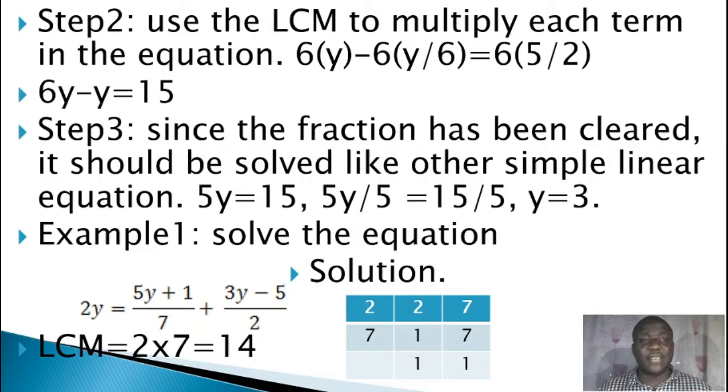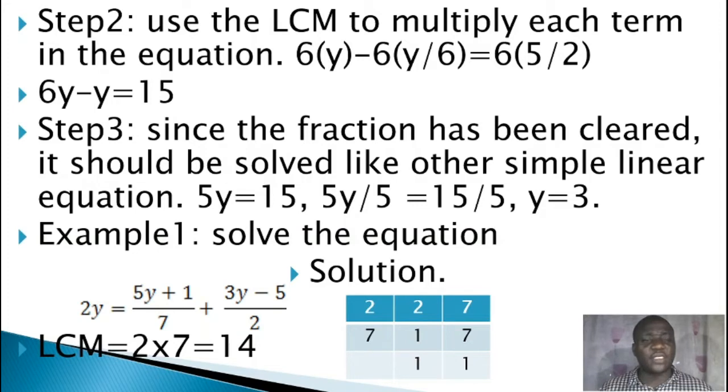So 6 divided by 6 will give you 1. That is why we have y there. Then 6 times y gives us 6y. Then 6 divided by 2 will give us 3. Use the 3 to multiply 5, you will have 15. Just look at the equation.